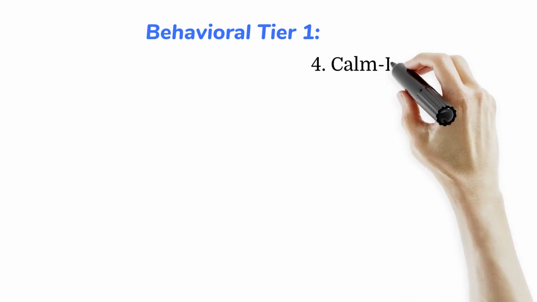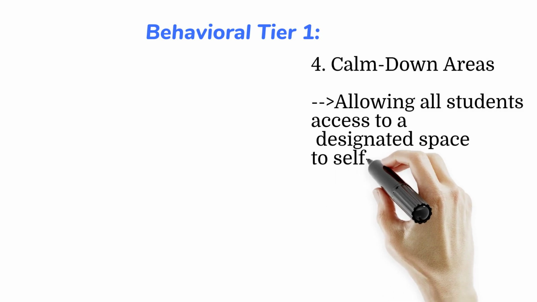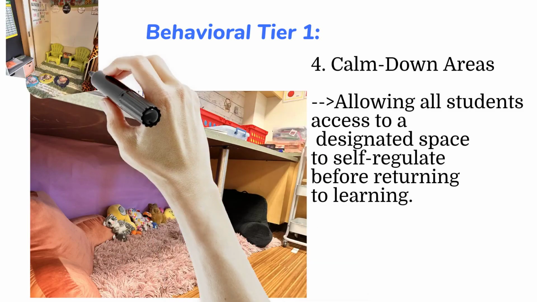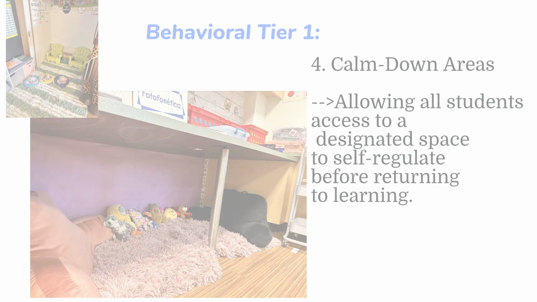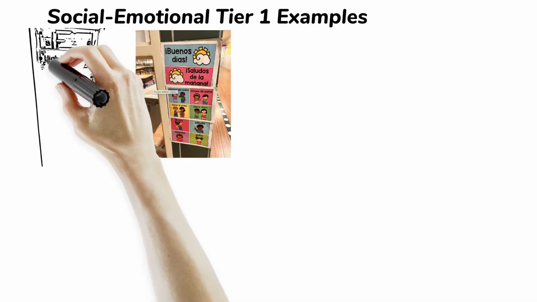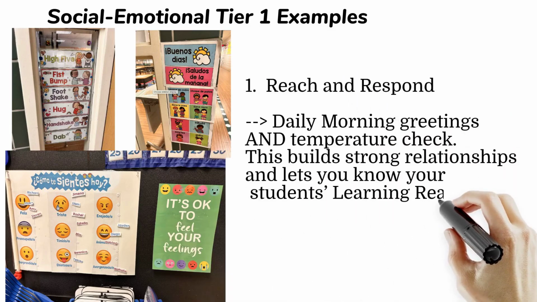Calm down areas. These allow all students access to a designated space to self-regulate before returning to learning. Students have been taught how to appropriately use calm down area. Social-emotional Tier 1 examples. 1. Reach and respond. These are daily morning greetings and temperature check. This builds strong relationships and lets you know your students' learning readiness before instruction starts.